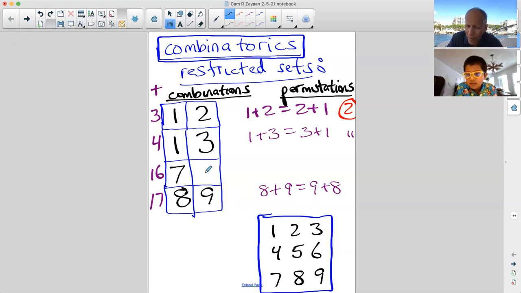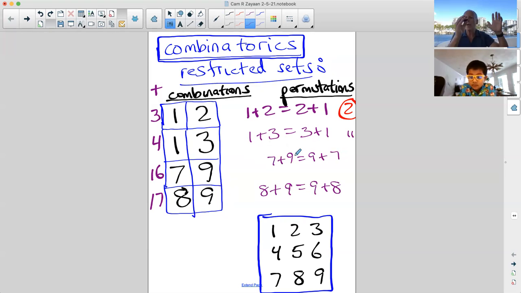So 7 to 9. Can you say that? 7, 9. And the permutations are? 9 and 7. Well, 9 and 7 is the second one, the first one being 7, 9. So you always want to go in order from least to greatest. Do you know what I mean when I say that?